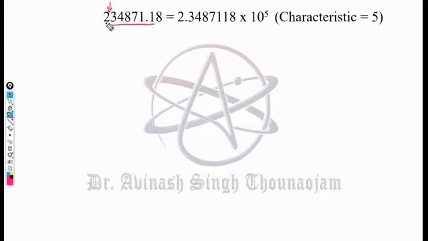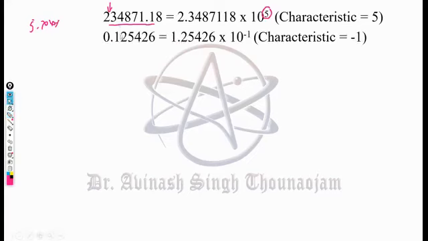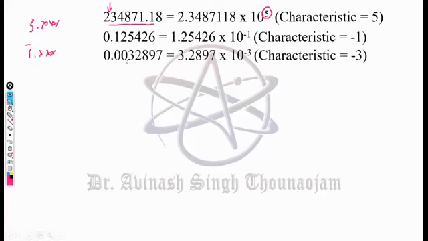So I can write this number as 2.34 into 10 raised to 5. Now 5 is the characteristic. So the log of this will be 5 point something something something. Now this number can be written as 1.25 into 10 raised to -1. So the characteristic over here will be 1 bar point something something. This number can be written as -3, so the characteristic will be 3 bar.